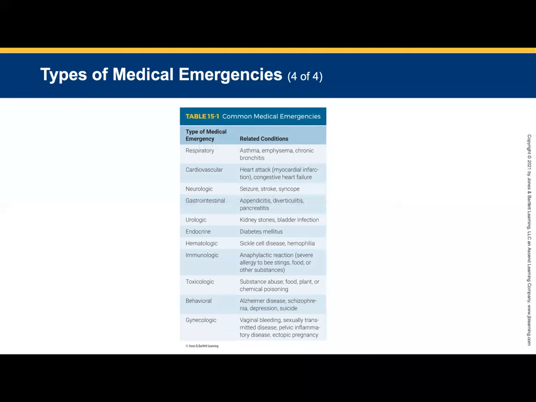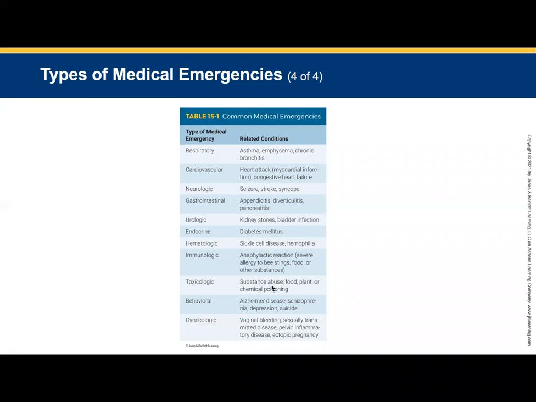All right, so let's hear. Types of emergencies. Look at your table on 15-1. This talks about different types of emergencies that you're going to see and some of the related conditions. Now, can one of these be in multiple categories? Yes, they can. Let's look at this sheet. You're having a substance abuse, food, plant, or chemical poisoning. We know that's a poisoning, as in to the body.